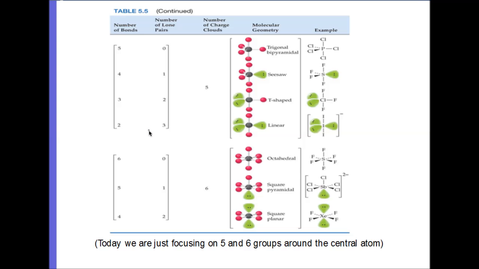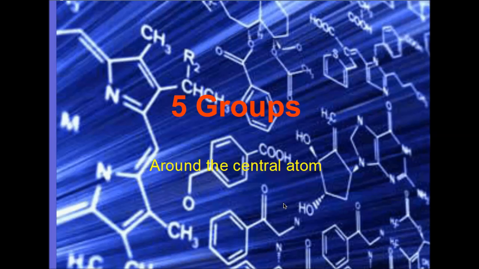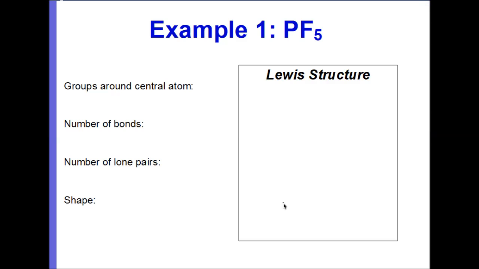Here's the chart we're going to look at today, with coordination numbers 5 and 6. With 5, we have the shapes called trigonal bipyramidal, seesaw, T-shaped, and linear. After this, I'm going to show a quick little video of some of the different shapes using the model kits that we have in class. Then for coordination number 6, we have octahedral, square pyramidal, and square planar. Let's take a look at things with 5 groups around the central atom.